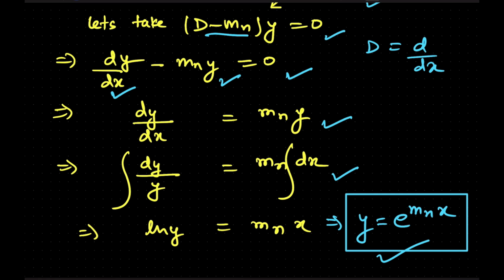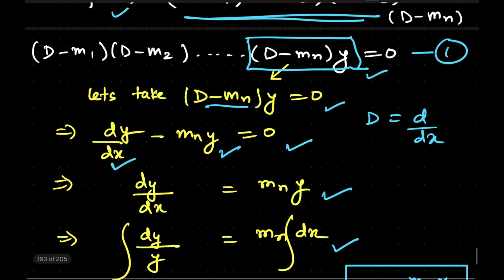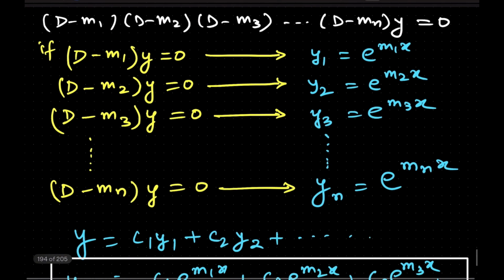So we have found one solution, but we have to find the other solutions also, because there are other possibilities. Here you can see D minus m1, D minus m2, and so on, where we have to find solutions for all. Once we equate (D minus m1) y equal to 0, you will get the solution y1 equal to e to the power of m1 x.